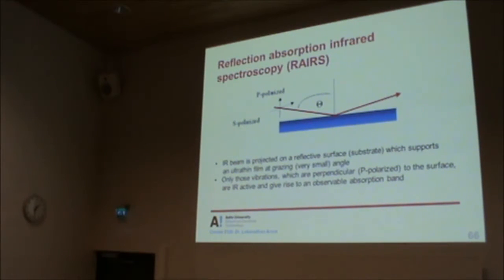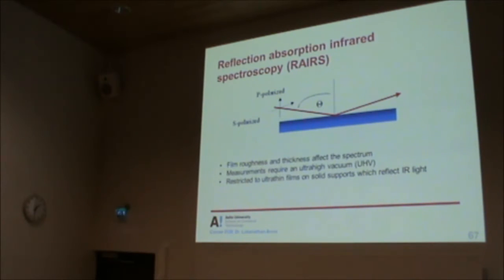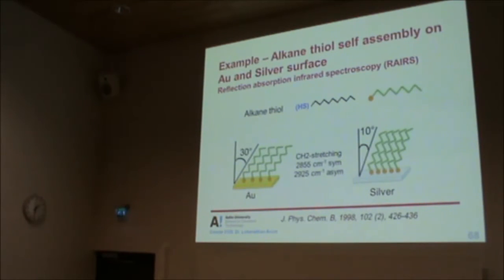Now, I will give an example. If there are molecules, for example, this is alkane thiol. It has CH2 groups continuously bonded to each other, and then there's a thiol. I'm representing this molecule by this schematic diagram here. Now, it is well known that this molecule on gold self-assembles at an angle of 30 degrees. On the other hand, on silver, it self-assembles at an angle of 10 degrees.